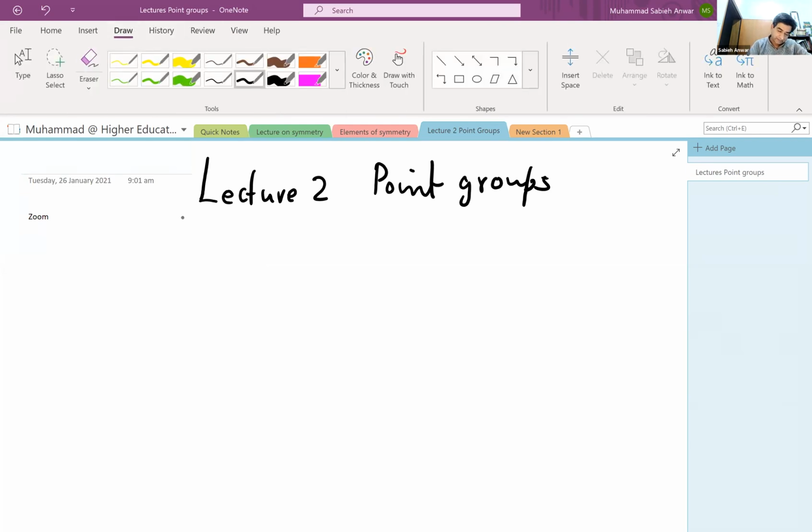All right. So can anyone remind me about the 10 different kinds of symmetry elements that we discussed in the previous lecture? So I'll just write them down.